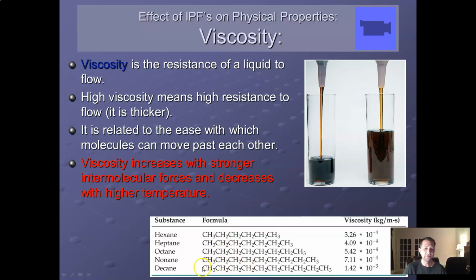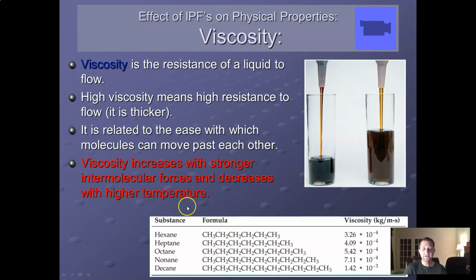There's 10 carbons and a lot of hydrogens, a lot of locations for that London dispersion attraction to occur. Okay, with hexane, there are fewer locations for that to occur, so it's a weaker intermolecular force. So you can see decane has a higher viscosity than hexane does. So stronger intermolecular force, thicker the substance, more resistant to flow.